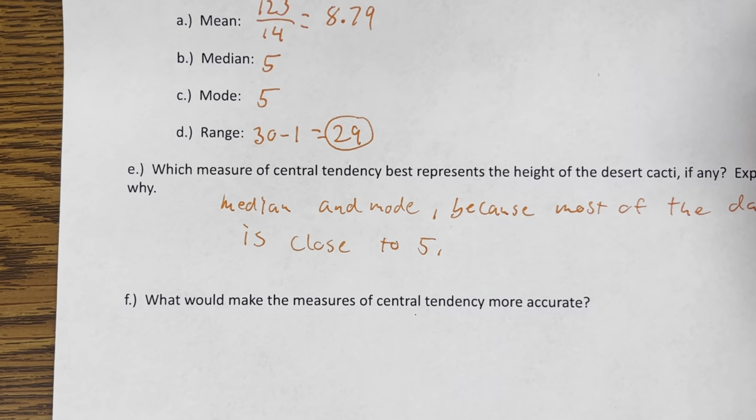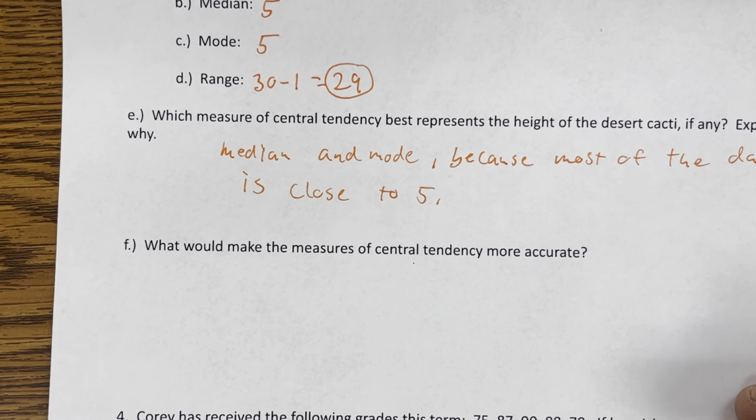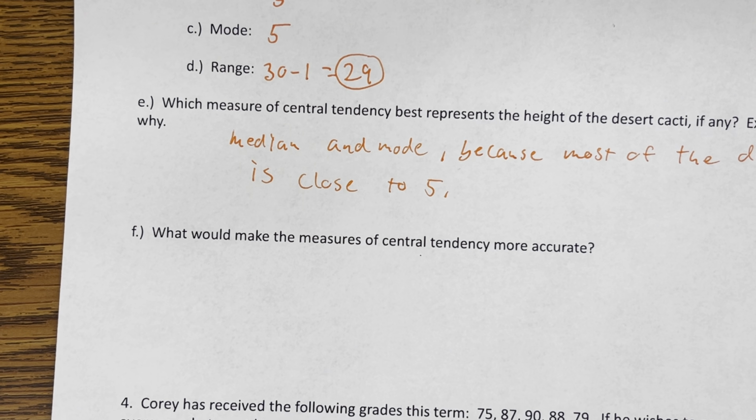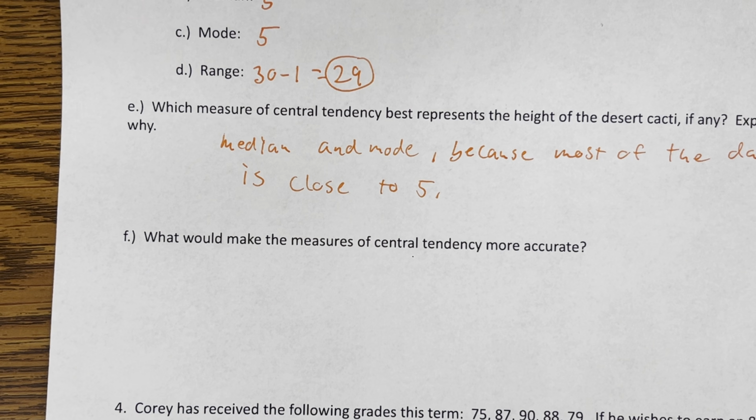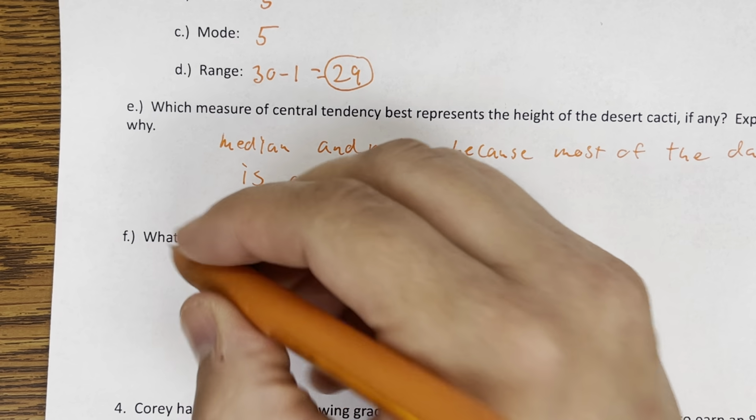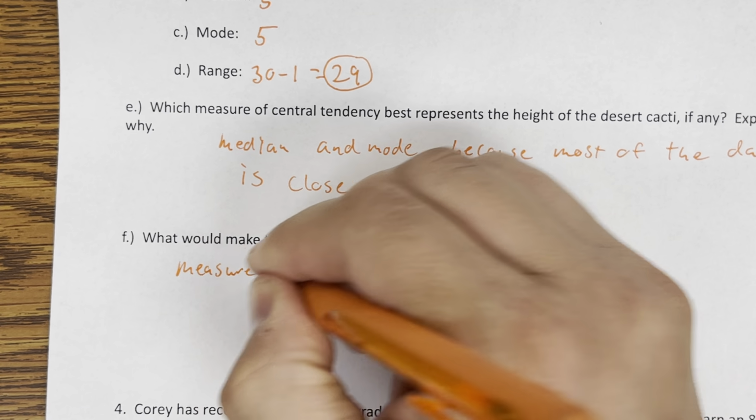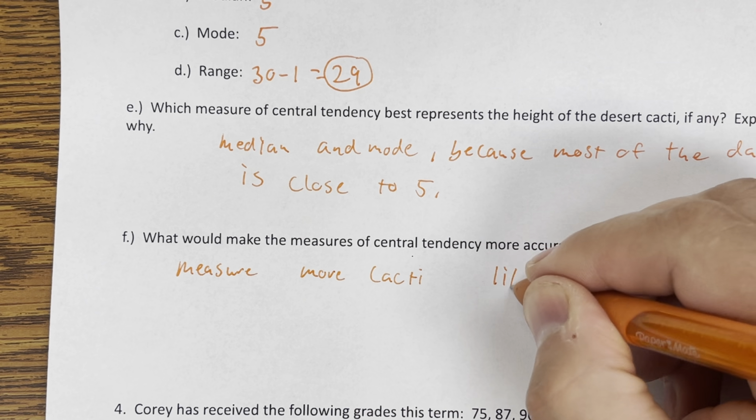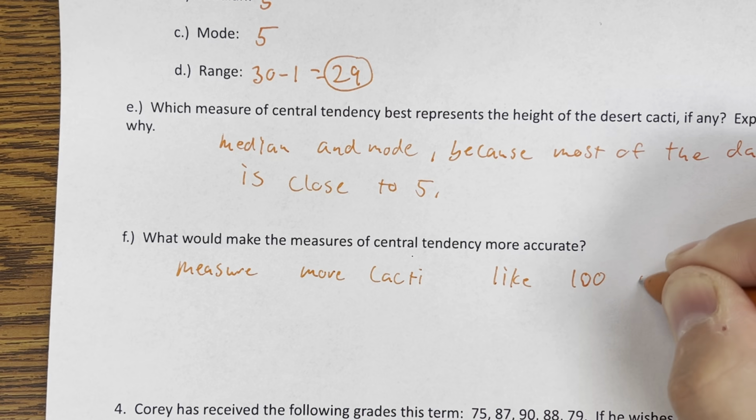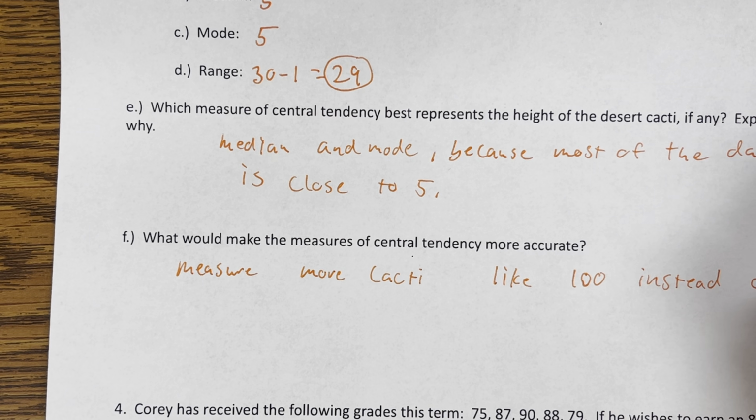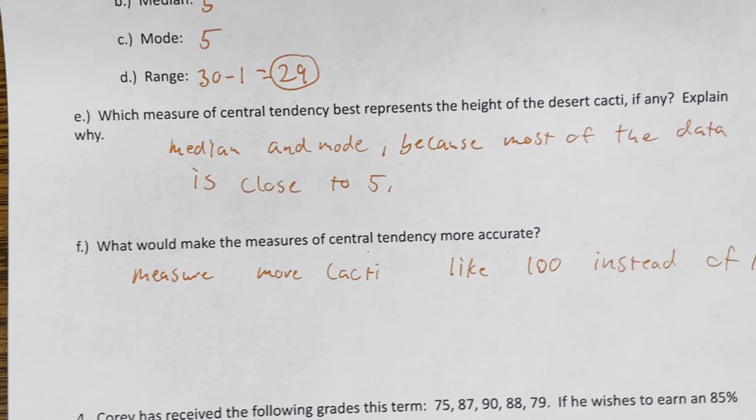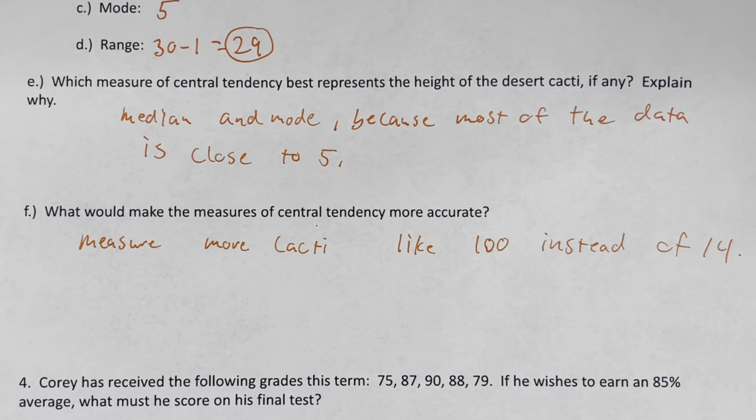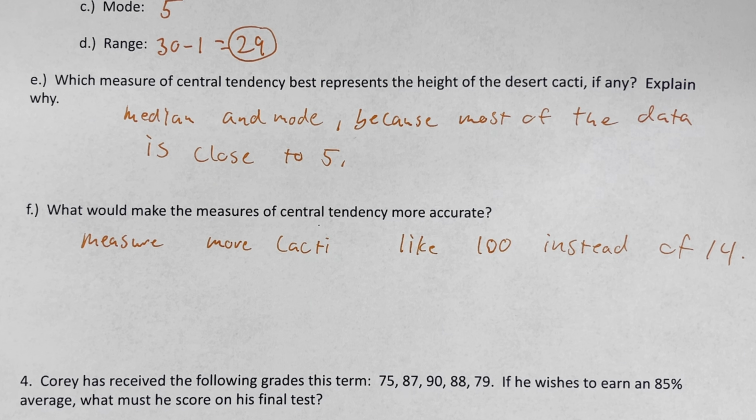All right, what would make the measures of central tendency more accurate? Well, more data would probably help us out here, measure more cacti, and that would probably be my best route. If I were to measure 100 instead of 14, I would have more to choose from, which would make it a little bit closer.